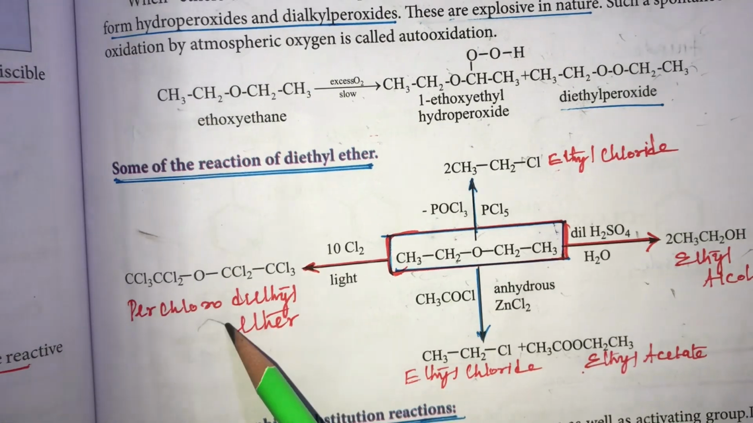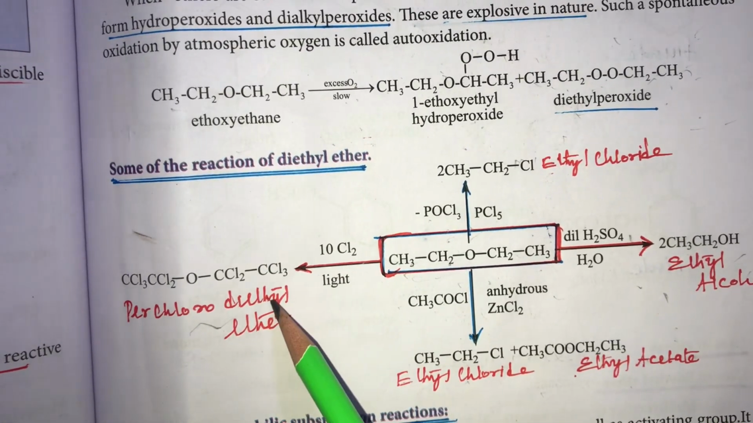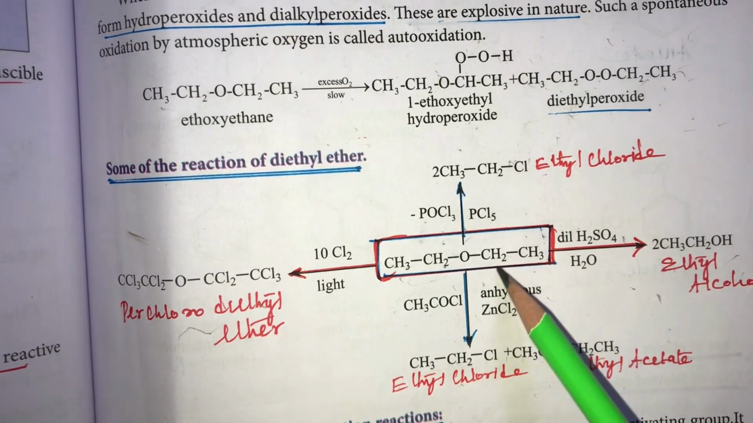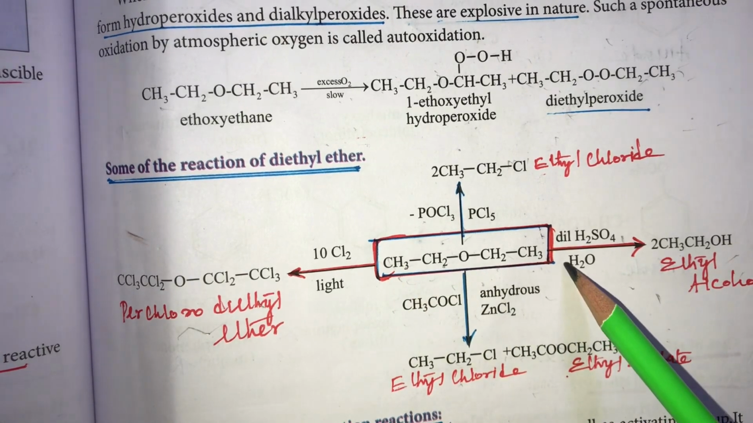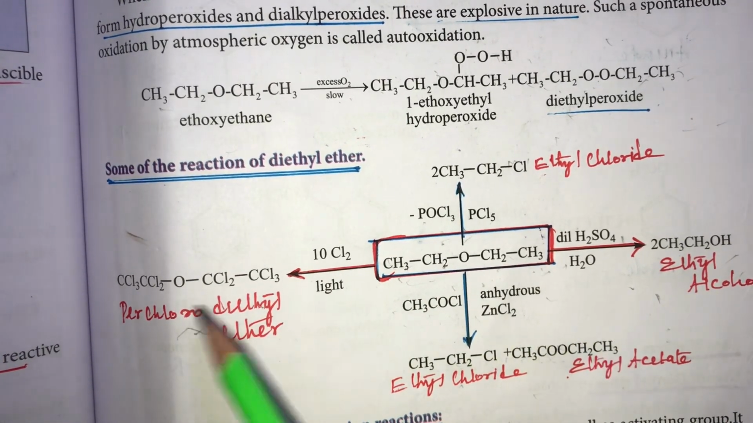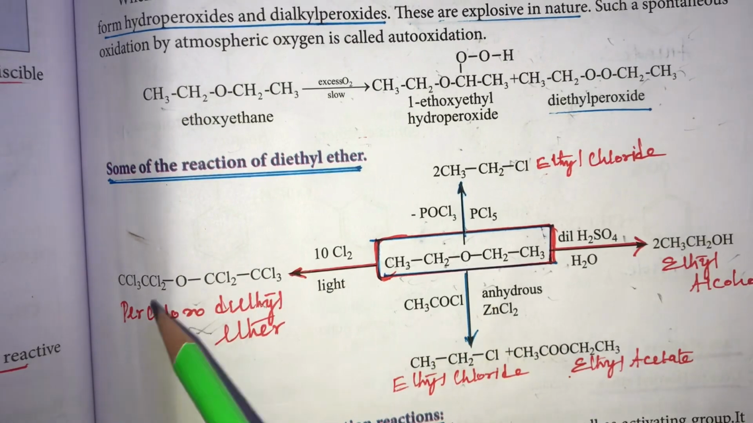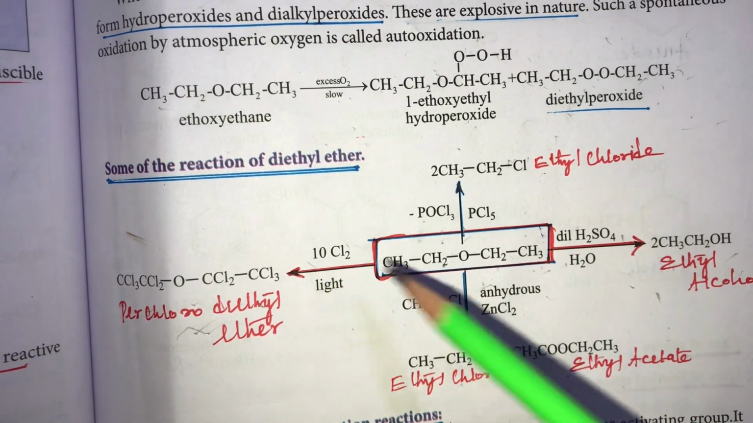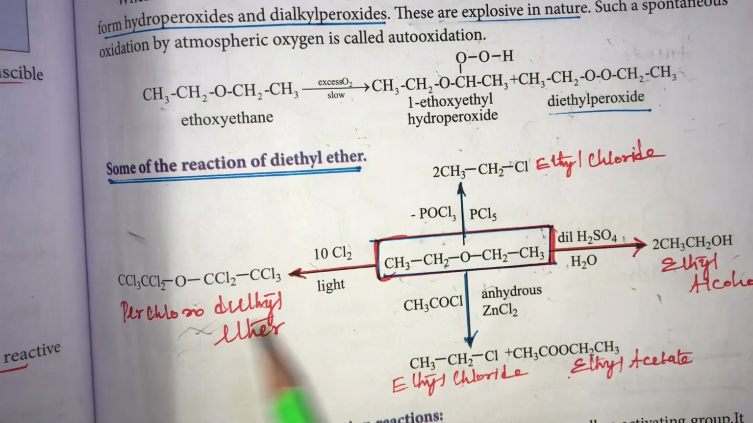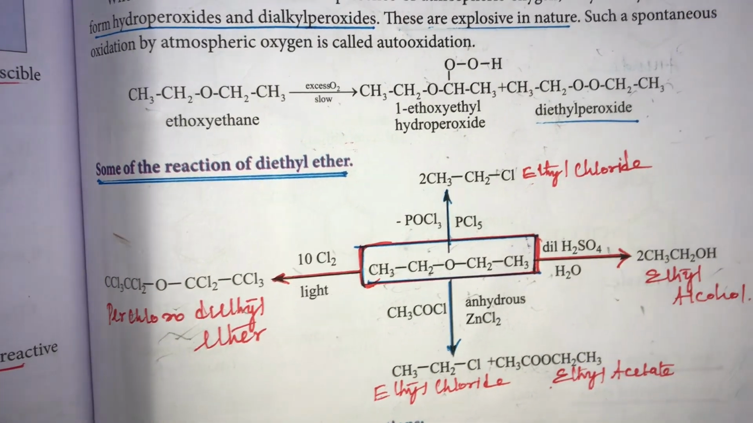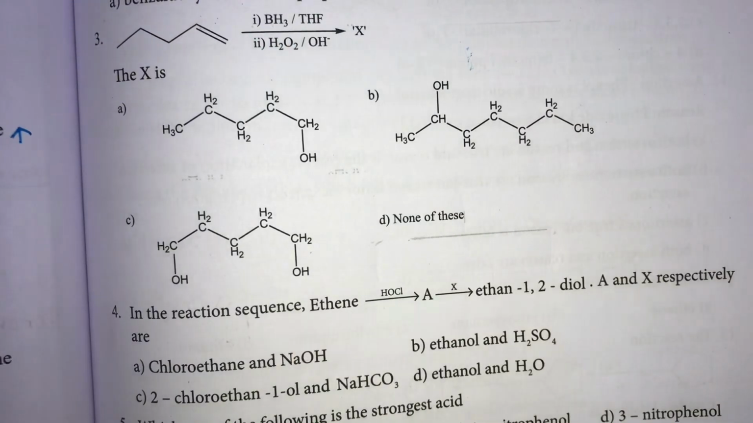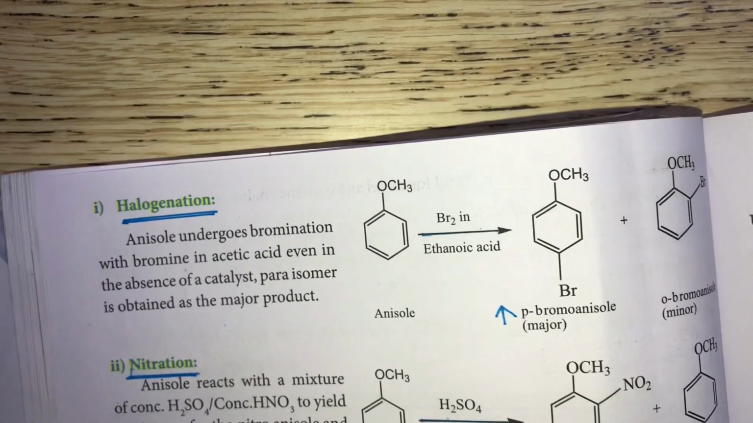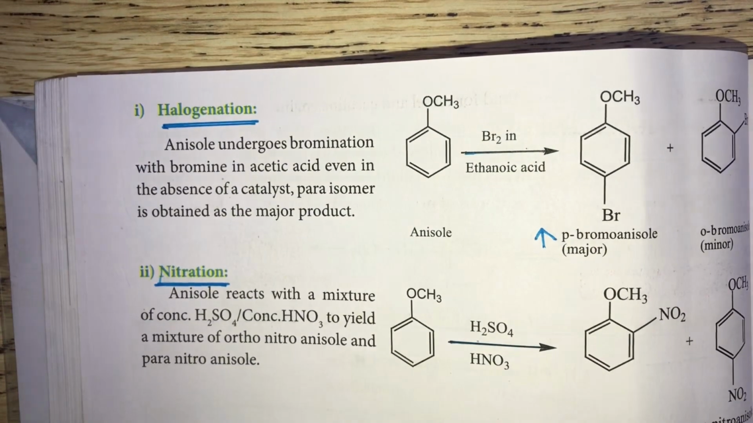And next, when reacted with chlorine in the presence of sunlight, all hydrogens in the ether are substituted by chlorine, and it forms perchlorodiethyl ether. So in the presence of sunlight, the reaction of diethyl ether with chlorine forms perchlorodiethyl ether, where all hydrogens in the ether are substituted by chlorine.